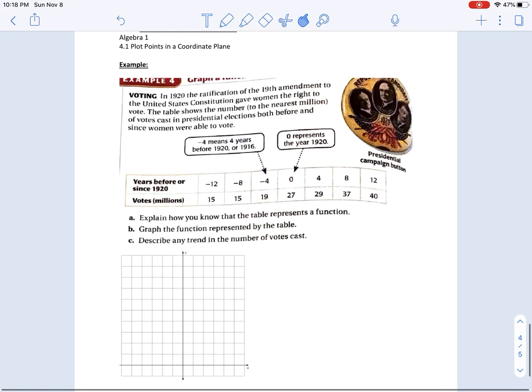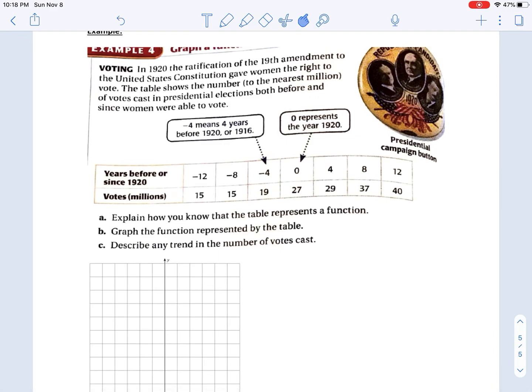Last example here, as always, is a word problem. It says in 1920, the ratification of the 19th Amendment to the United States Constitution gave women the right to vote. The table shows the number to the nearest million of votes cast in presidential elections, both before and since women were able to vote. As we look at this table, this is kind of like the line. This is when 1920 happened, and you know that because the 0 is telling you how many years have passed since 1920. So if 0 years have passed since 1920, that's the year 1920. This is all the stuff before women had the right to vote. This is all the stuff after women had the right to vote.